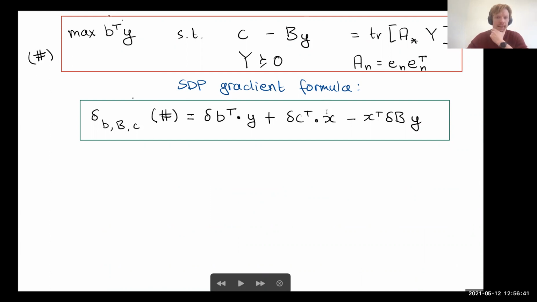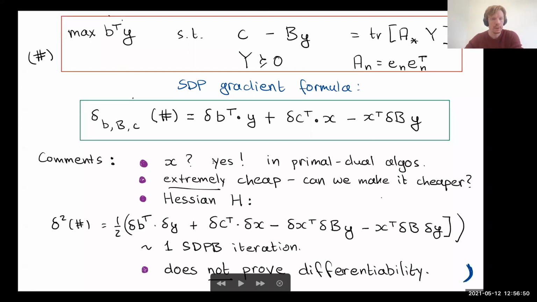Now, what about the x? I haven't told you what the x is. The x doesn't sit in the original problem. And they're basically Lagrange multipliers in my Lagrange formulation. But fortunately, in SDPB, our standard program, we actually also compute the x's.